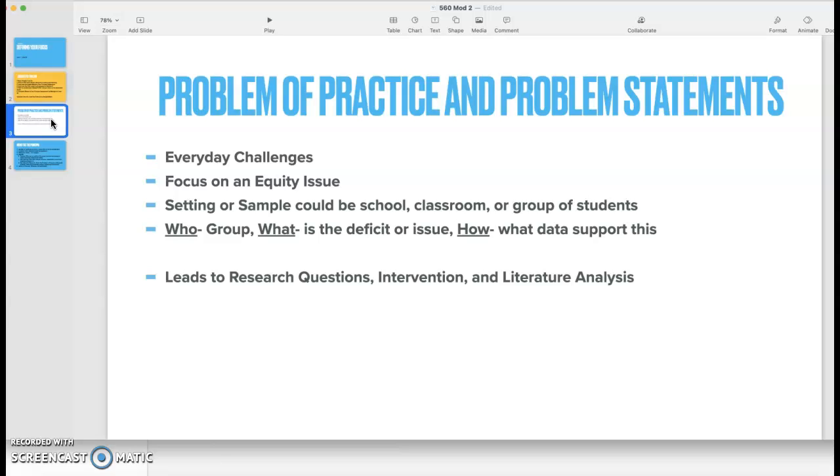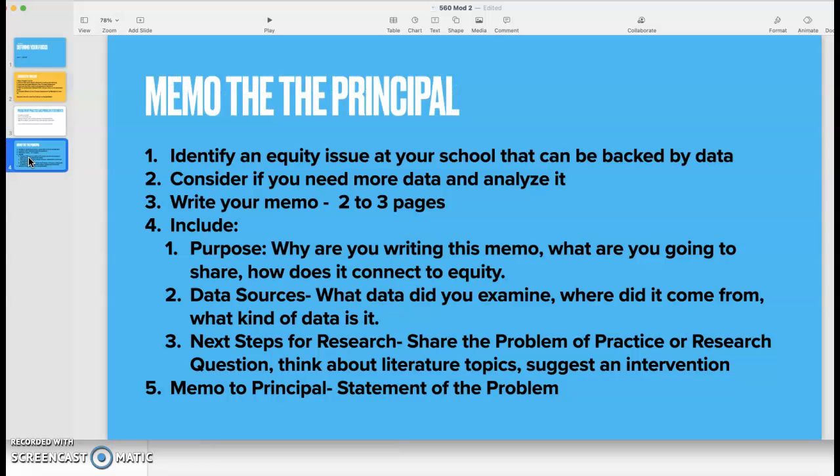I can further take that issue and start to analyze some academic literature and see what are some important things for the transition to high school and what are some important academic interventions to help students feel that like they have the tools to be successful in high school. So that's what we're really thinking about here, and that's what you're thinking about when you're writing your memo to the principal. So first of all, we identified that equity issue. Step 1 is already done, but pick one of those 3 and look at the data that you have. See if you have enough data, or do you need a little bit more?